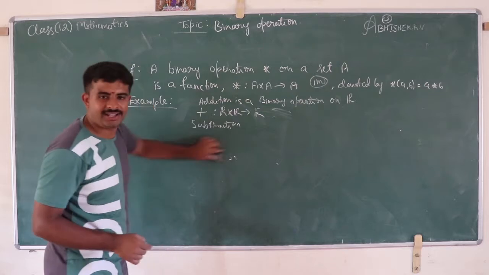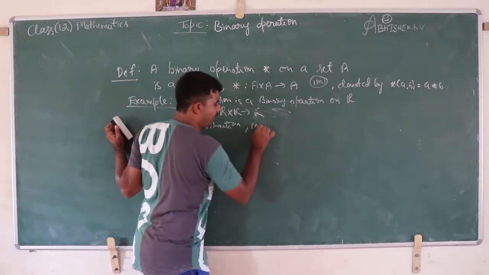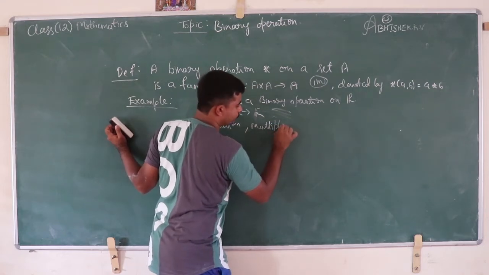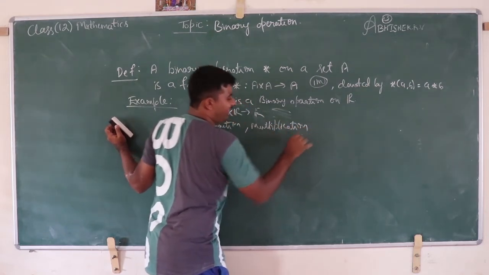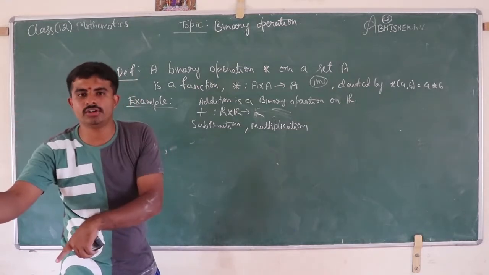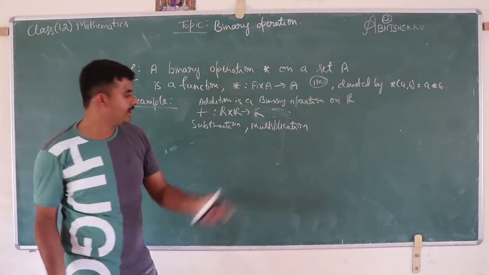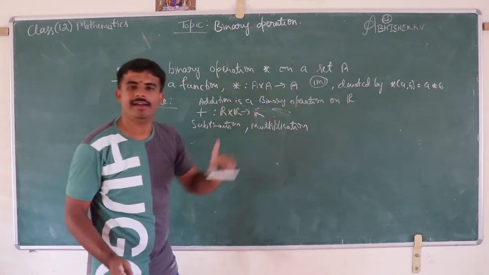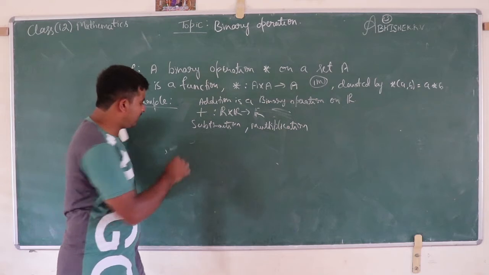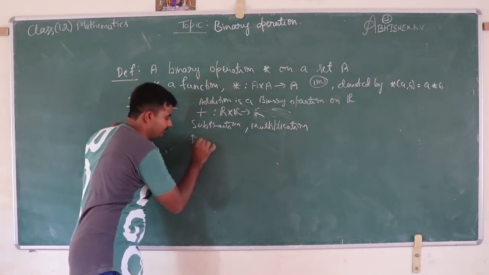What about multiplication? Yes. Similarly, if you consider any two numbers, that is especially here what? Any two real numbers. Multiplication of those two is equal to what? Again a real number. Therefore, multiplication is also a binary operation on the set of real numbers. Then the next question, what about division?